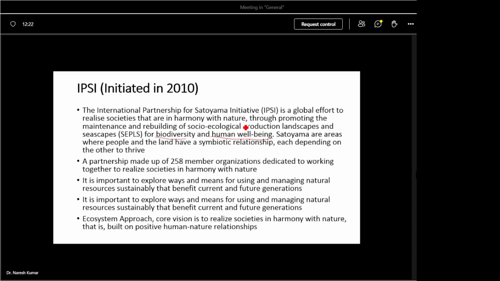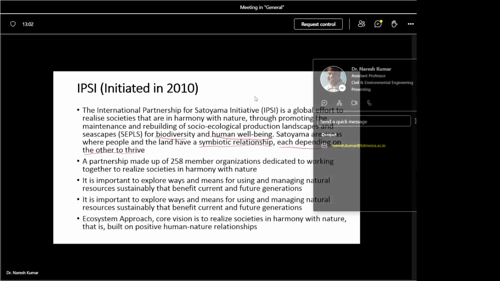So this initiative is a success story which was initiated in 2010, and these are areas where people and the land have a symbiotic relationship. It's not one way. Each depends on the other to thrive. That's the whole concept of this initiative. It's not that we just extract the resources for our own benefit and selfishness, but for the overall good of the environment and the human being. This is a partnership made up of 258 member organizations, which is working to allow societies to live in harmony with nature.